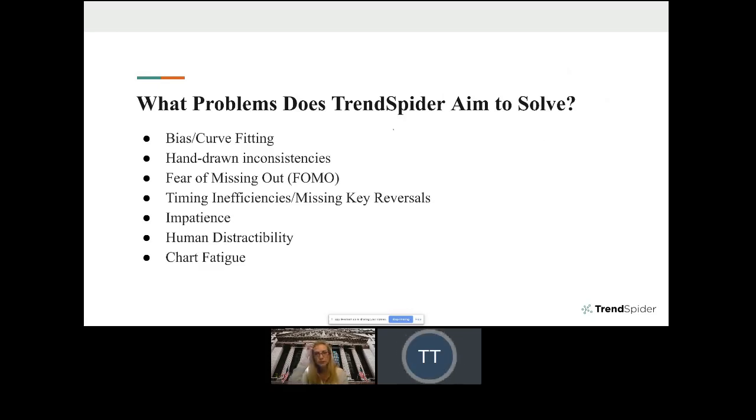So we talked about impatience and using alerts to remove some of that impulsiveness that you can really have, especially when you're just staring at the screen all day, and that distractibility and chart fatigue. When you're doing 10 different charts, it's easy to all of a sudden lose track of what you're doing. So what we're aiming to do is not replace your technical analysis, but really complement what you're doing and make the whole process a more efficient one.